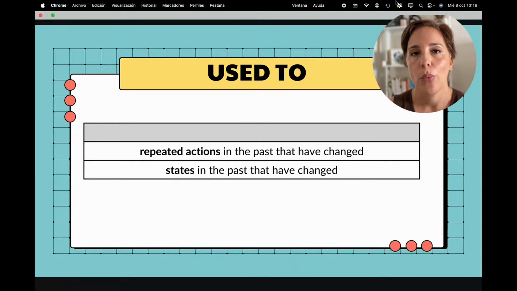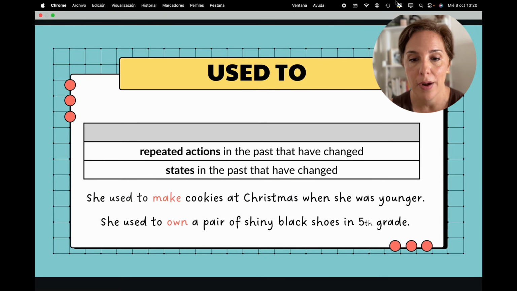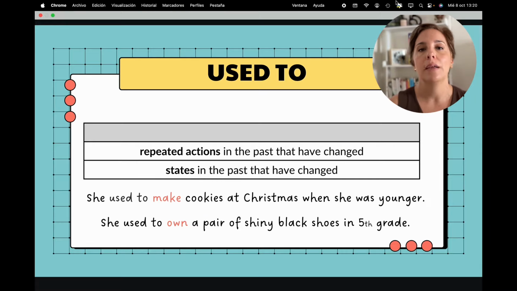With used to, we can use it for any type of verb. It's okay for repeated actions. For example, she used to make cookies at Christmas when she was younger. So to make cookies is an action verb, but used to is also correct for permanent states. So for example, she used to own a pair of shiny black shoes in 5th grade. So to own a pair of shoes or to have a pair of shoes is simply a state. It's not really an action verb. So with any type of verb, used to is correct.